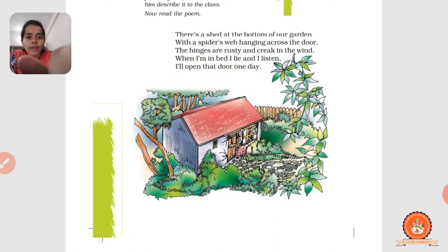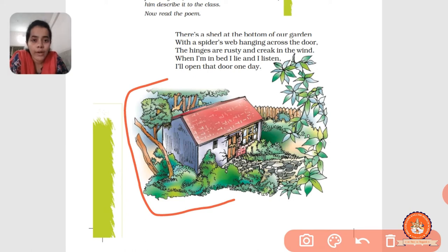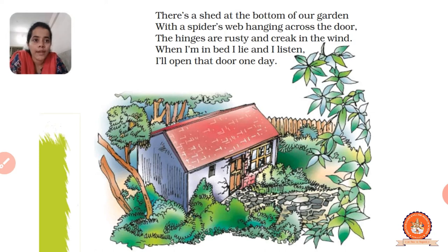So you can see in this picture clearly that the poet is telling that there is one shed at the bottom of our garden, and in that shed there is a spider's web. Whenever we don't keep the cleanliness in our home, there is always a spider's web. So the poet is saying that he saw a spider's web hanging across the door. You can clearly see in the picture the spider's web, and the hinges are rusty.